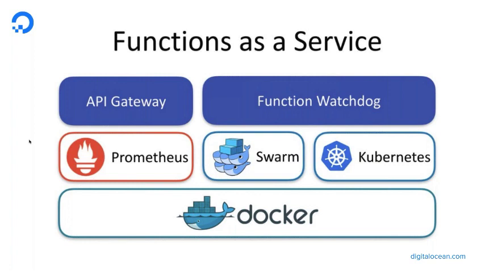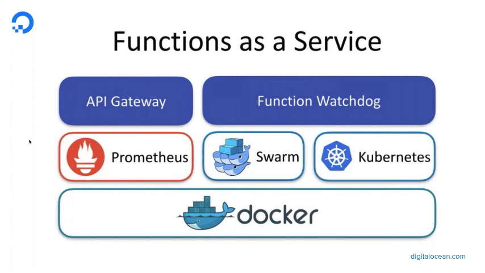To understand it at a high level, the function watchdog is just an HTTP server which is hosted on the function. So basically, for each function the entry point is on the watchdog, and for all the functions the entry point is on the API gateway. And there is support for Prometheus. We will see how Prometheus is used while building your auto scaling capabilities and other things. And there is support for Docker Swarm and Kubernetes, and everything is built on Docker.